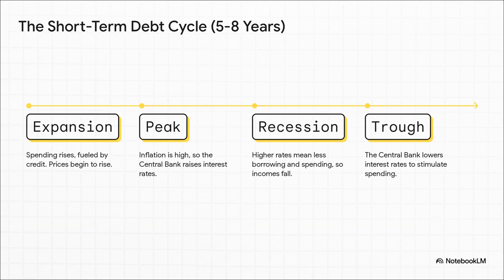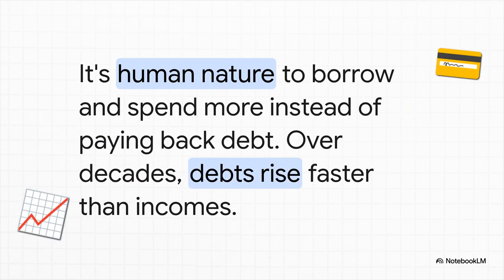First, you get an expansion. Credit is cheap, everybody's spending, and that pushes prices up, inflation. So to cool things off, the central bank steps in and raises interest rates. That makes borrowing more expensive, spending slows down, and boom, you get a recession. And then once inflation is back under control, the bank lowers rates again, and the whole 5 to 8 year cycle starts all over.